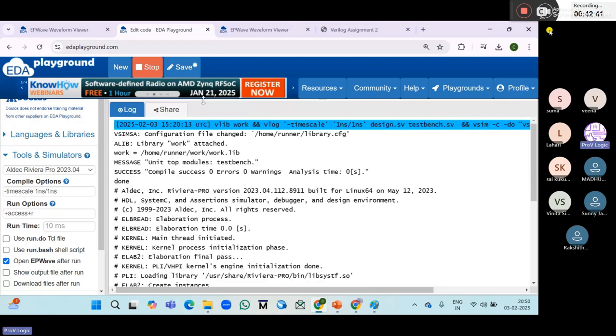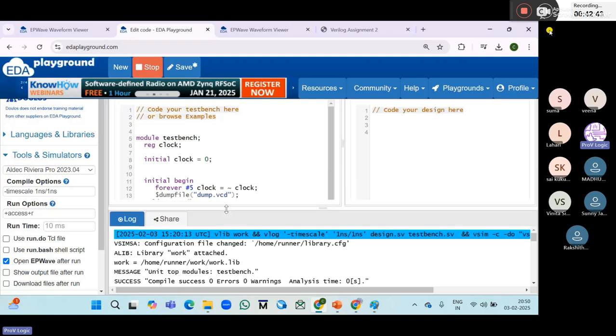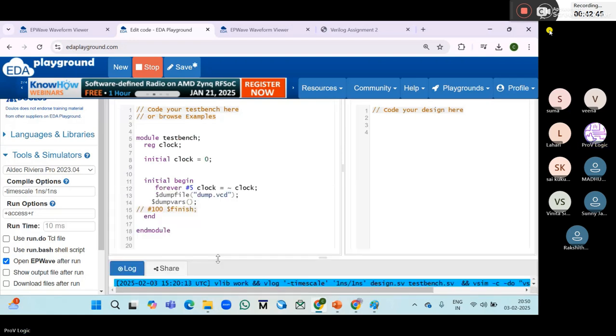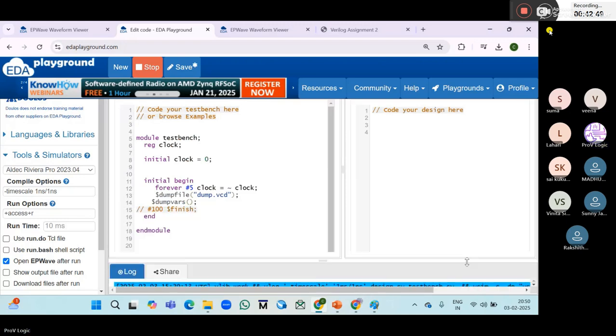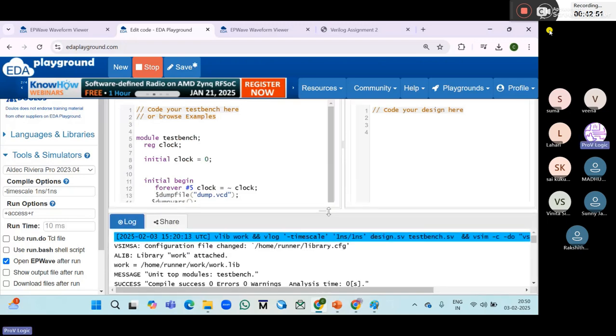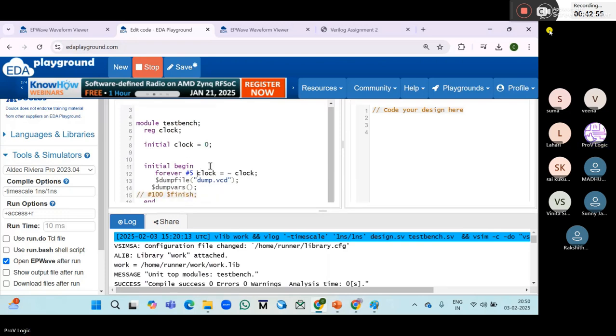I didn't write the $monitor statement, I think. Okay. So that's why the output is not printed. $monitor $time.